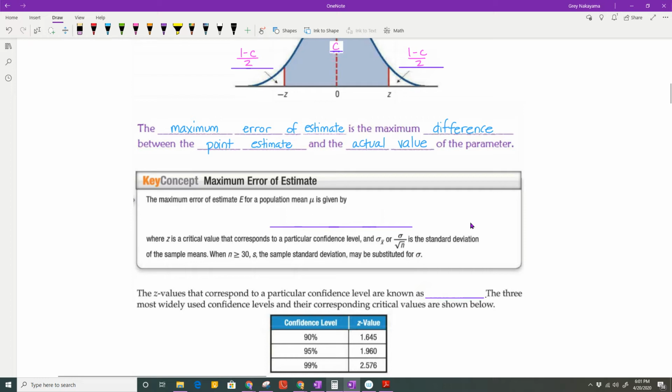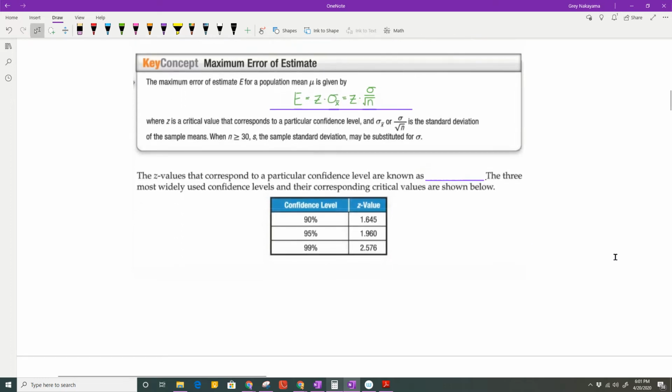Okay, so here is the formula for the maximum error of estimate. Okay, the z value here, I show you at the end because I don't use the z values as we go through here. But if you want to, these are very common confidence levels.